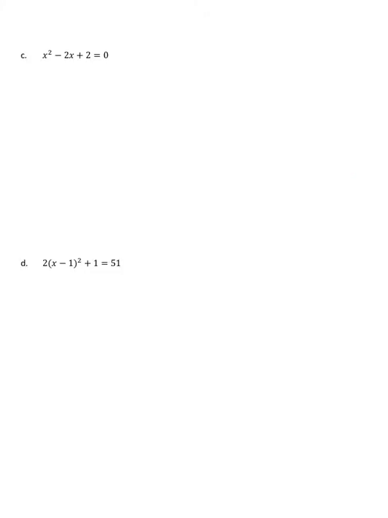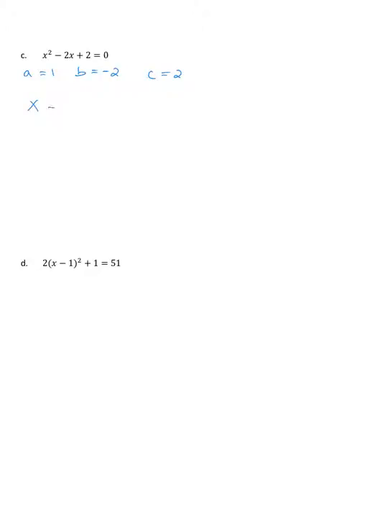Okay, so for part C, again, there's a 1 in front of the x squared, so potentially factoring could be a good approach, but the problem is I can't think of two numbers that multiply to a positive 2, yet add to a negative 2. I can't think of anything that works. And if that's the case, perhaps just going directly to the quadratic formula is a good approach. A is 1, B is negative 2, and C is positive 2.